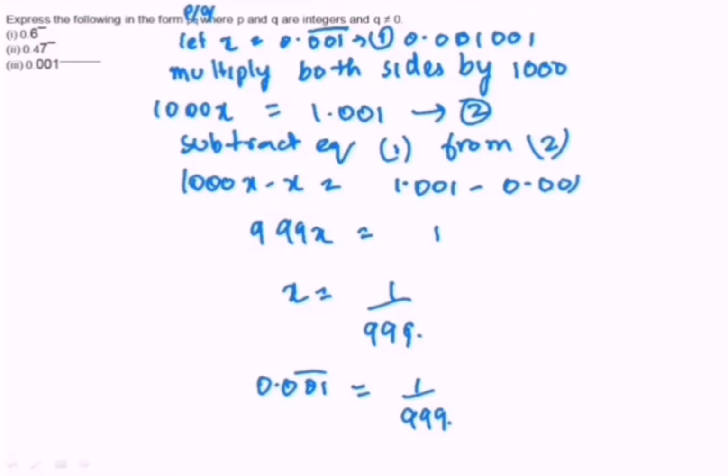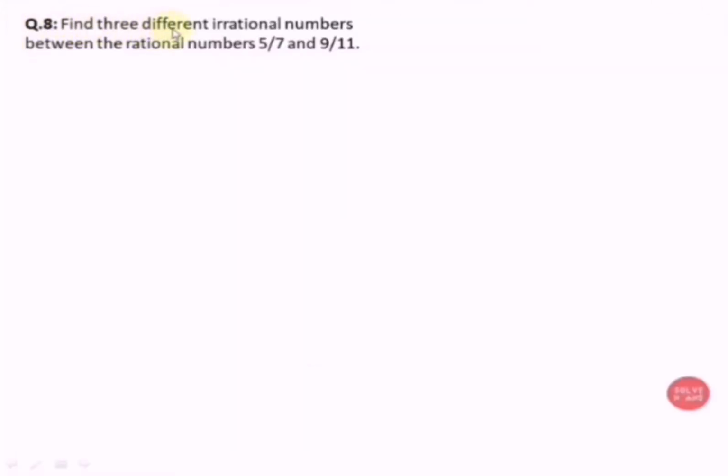Now the last sum of this exercise. Find three different irrational numbers between the rational numbers 5 by 7, 9 by 11. So here you have been given two rational numbers 5 by 7, 9 by 11, and you're going to find out three irrational numbers between them. So rational numbers are terminating, or non-terminating and repeating, whereas irrational numbers are non-terminating and not repeating. For example, root 2, root 3, pi are some examples. The value of pi here is 3.1415 and so on. So see the numbers after decimal, they are not repeating, and the decimal expansion is also not terminating. So now you're going to divide the numbers 5 by 7 first.